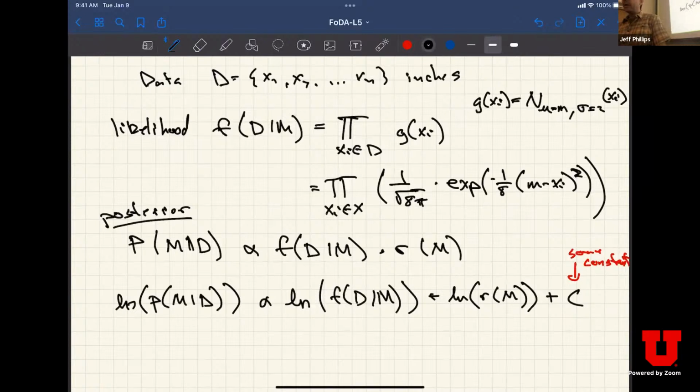Okay. Now I can actually start to expand these things. This is proportional to the sum over xi and d.